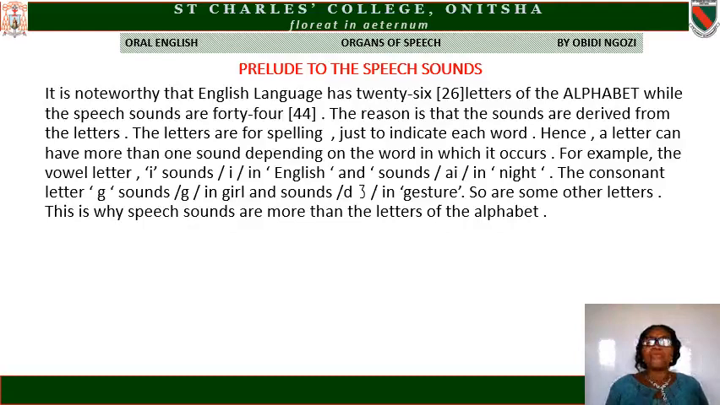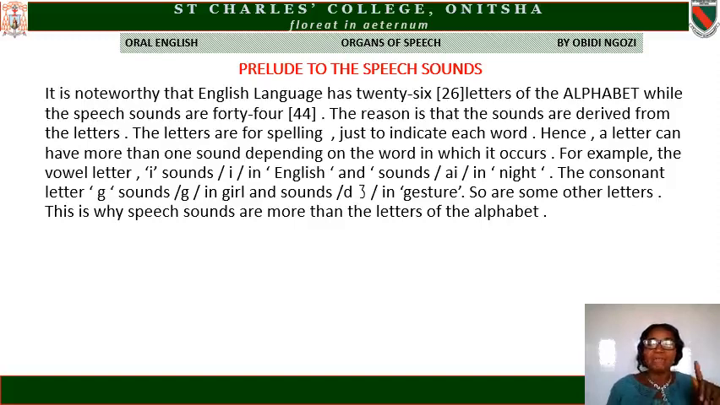Now, let us look at the prelude to the speech sounds. It is noteworthy that English language has 26 letters of the alphabet, while the speech sounds are 44. The reason is that the sounds are derived from the letters. The letters are for spelling, just to indicate each word. Hence, a letter can have more than one sound depending on the word in which it occurs.